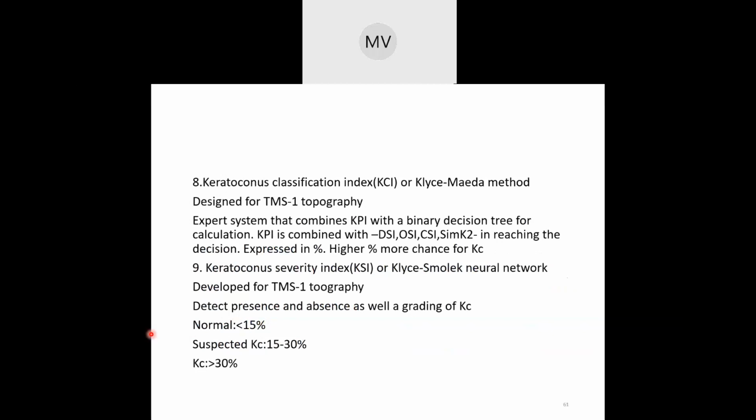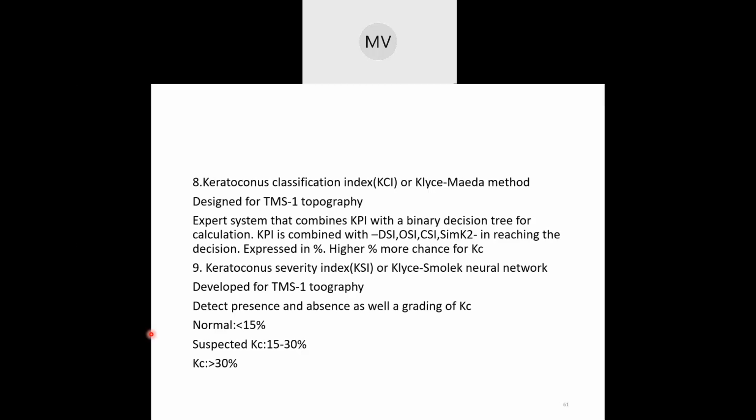The next one will be keratoconus classification index, or the Klyce/Smolek method designed for the TMS-1 topography. It is an expert system that combines KPI with a binary decision tree for calculation. KPI is combined with DSI, OSI, CSI, SIMK2 in reaching the decision. Expressed in percentage, the higher it is, the more chances for keratoconus.